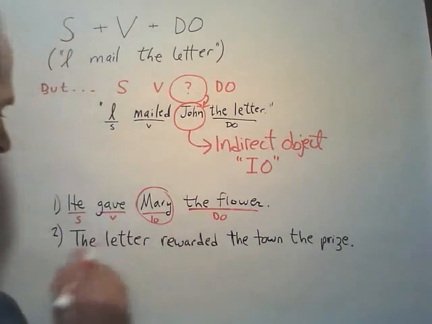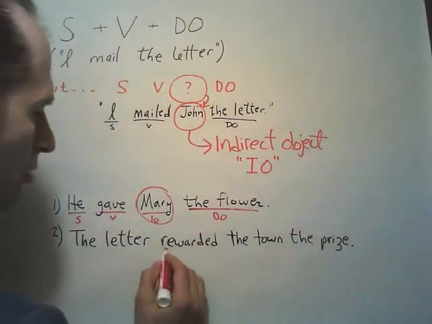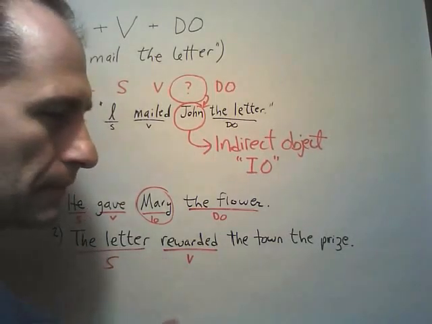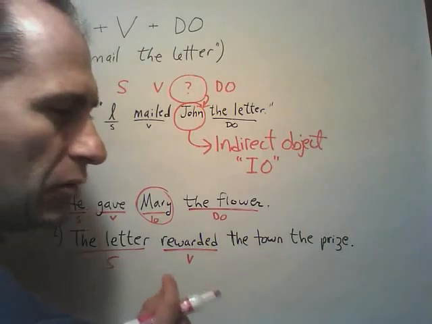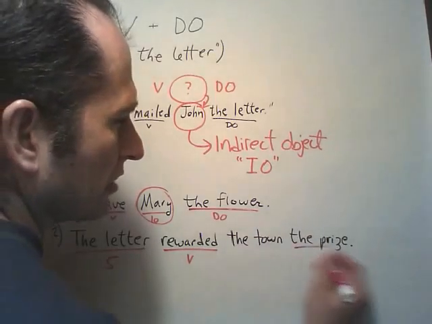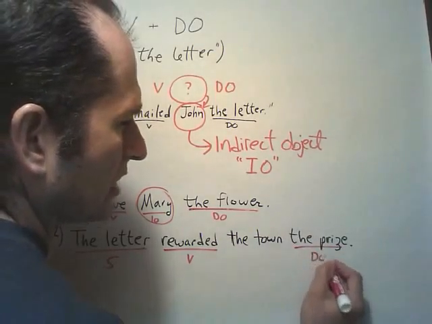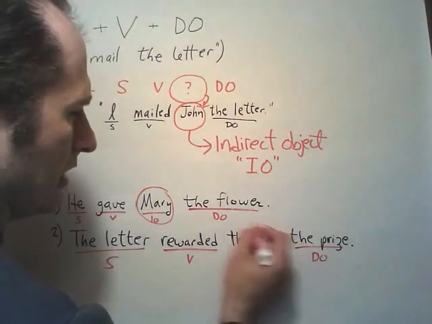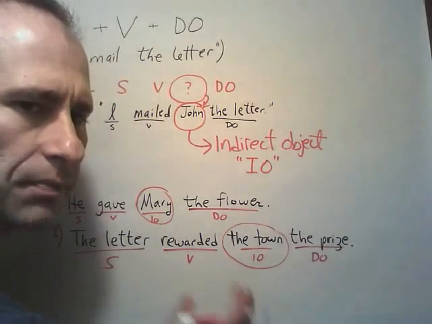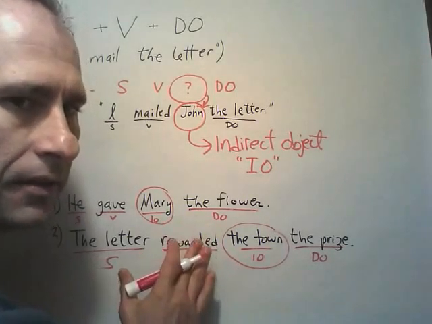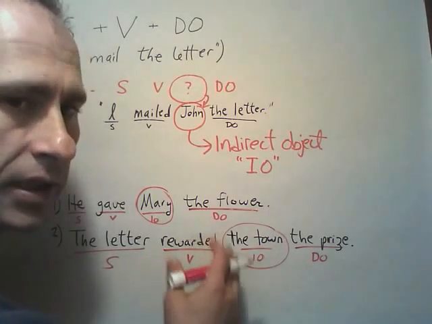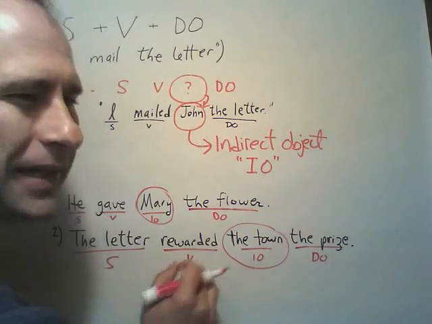Alright, so let's take another one here. The letter rewarded the town the prize. Rewarded is the verb. Who or what rewarded? The letter, subject. The letter rewarded who or what? It rewarded the prize. Okay, it gave the prize. So this is going to be the direct object, and then here we go again. Here's our indirect object. Now, I'll call this part 1 or part A of two parts, part A and B. Watch part B, the video on indirect objects part B, to get another way to see it.